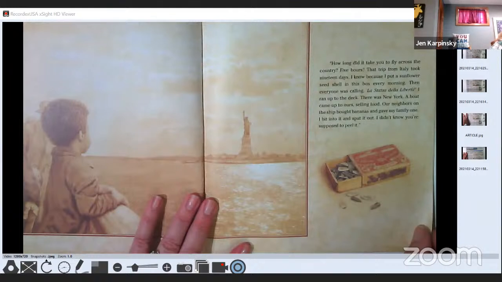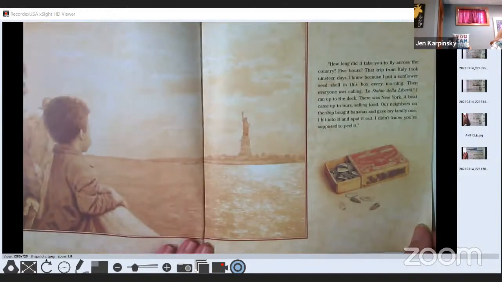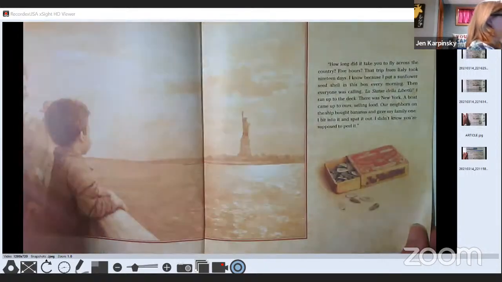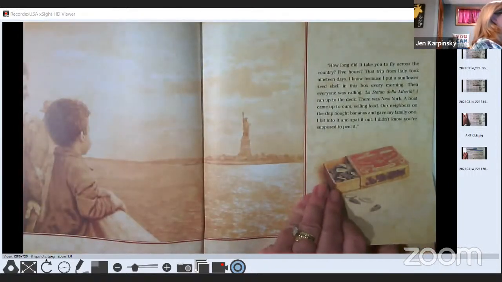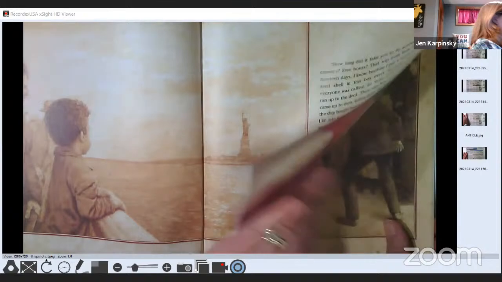There was New York. A boat came up to ours selling food. Our neighbors on the ship bought bananas and gave my family one. I bit into it and spat it out. I didn't know you're supposed to peel it. Again, the grandpa is still talking about his journey when his family came to the United States.